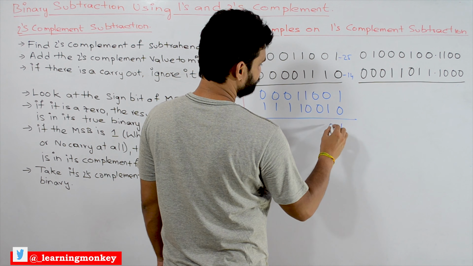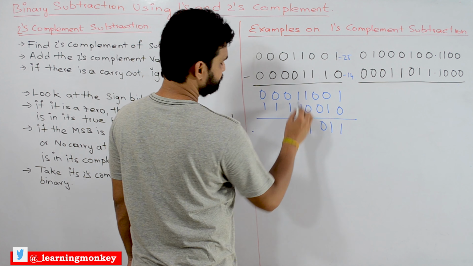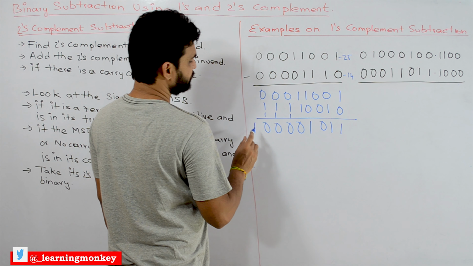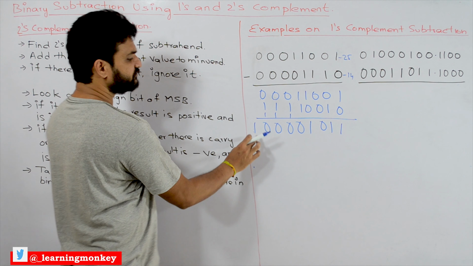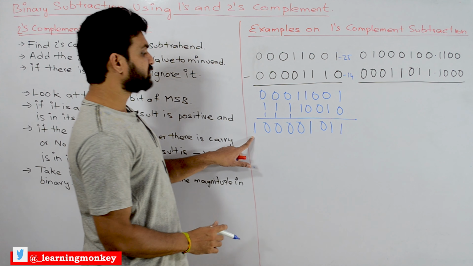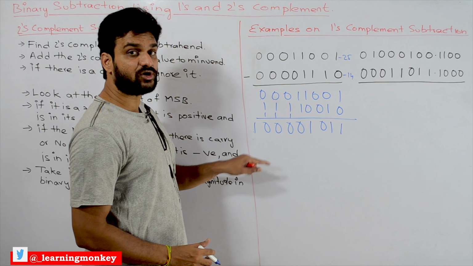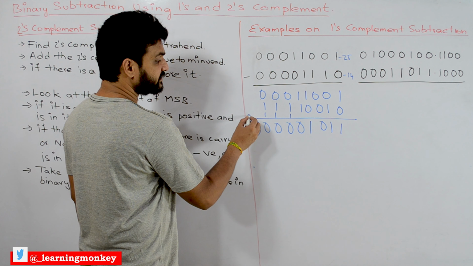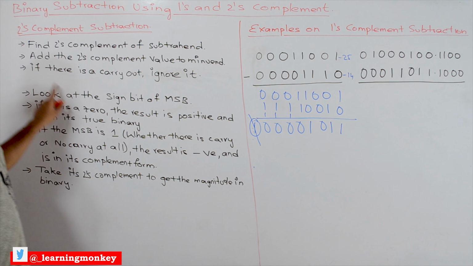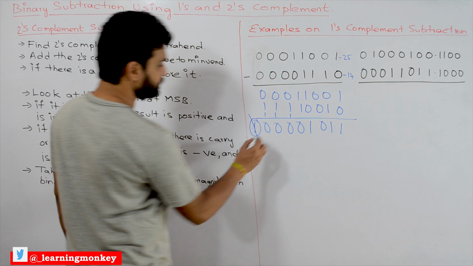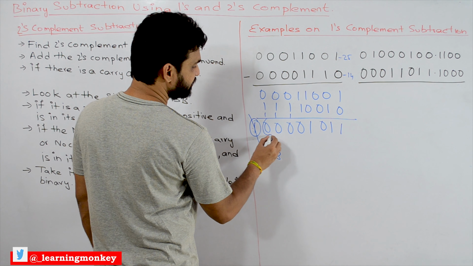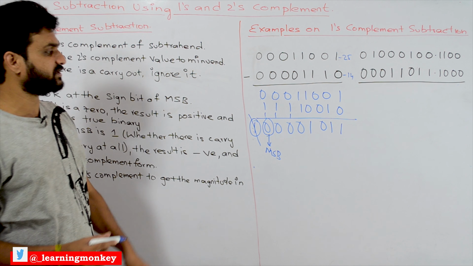It is 1 1 0 1 0 1 0 1 0 1 and 0 1. If there is a carry, what do we have to do? Because it is the case of 2's complement, whereas in 1's complement we added it to the LSB, here we have to ignore it. If there is a carry out, ignore it. Now look at the sign bit, the MSB. This is what we call the most significant bit, and it is also called the sign bit in the 2's complement representation.